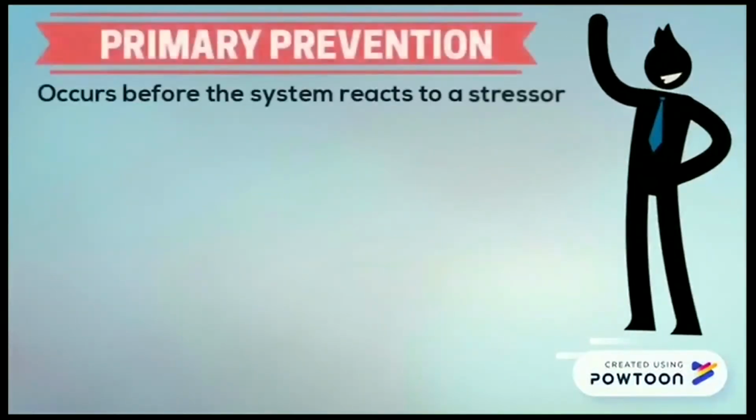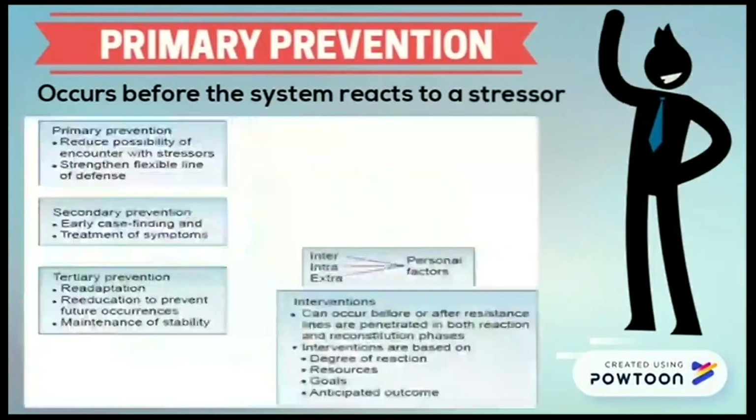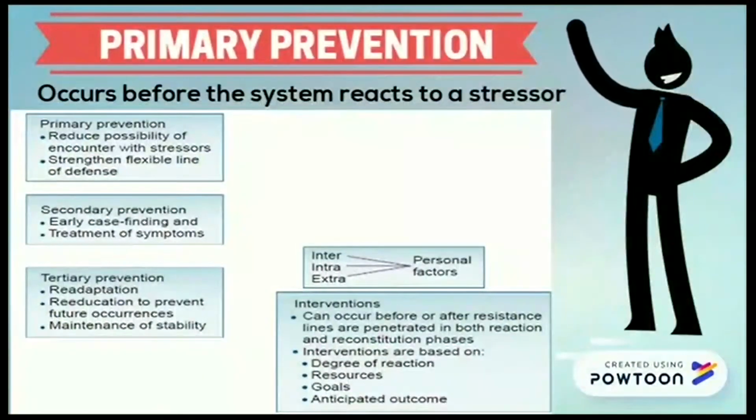Primary prevention occurs before the system reacts to a stressor. It includes health promotion and maintenance of wellness. Primary prevention focuses on strengthening the flexible line of defense through preventing stress and reducing risk factors.